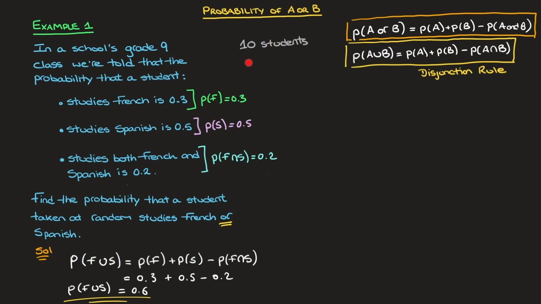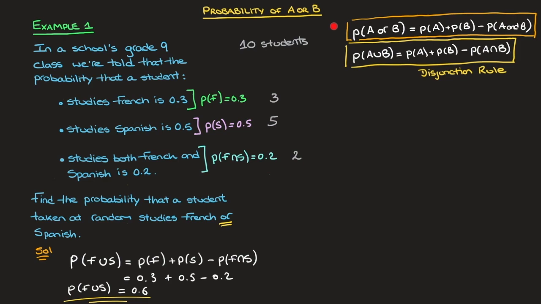Now, if there were 10 students in total and the probability that one of them studies French is 0.3, well, that would mean that 3 students study French. In a similar way, for the probability that a student studies Spanish to be 0.5, that would mean that 5 students study Spanish. And finally, for the probability that a student studies both French and Spanish to be 0.2, well, that would mean that 2 students study both.